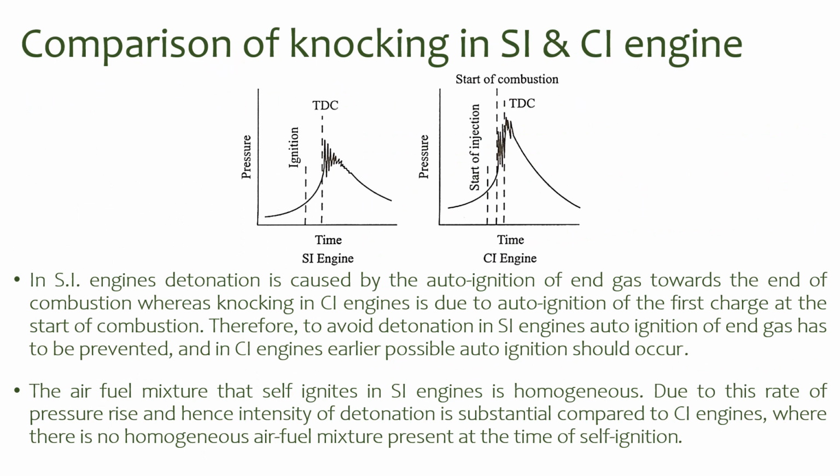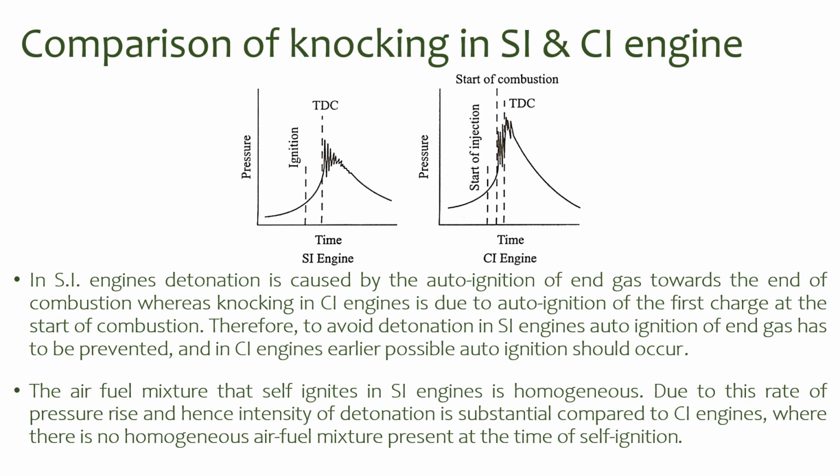Now we will compare the knocking of SI and CI engine. In SI engines, detonation is caused by the autoignition of the end gas towards the end of combustion, whereas knocking in CI engines is due to autoignition of the first charge at the start of combustion. Therefore, to avoid detonation in SI engines, autoignition of the end gas has to be prevented, and in CI engines, earlier possible autoignition should occur.